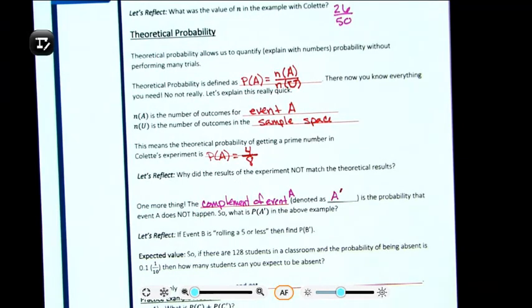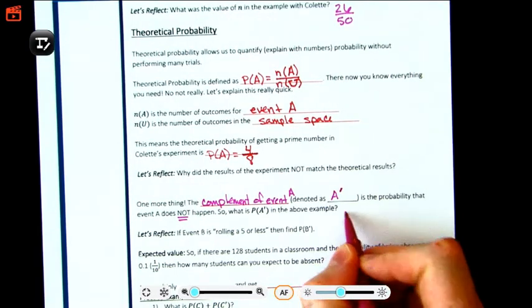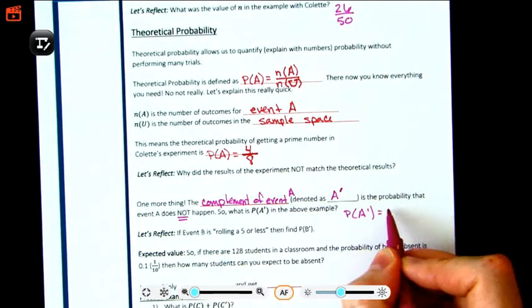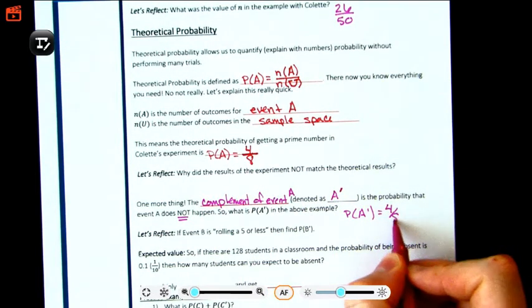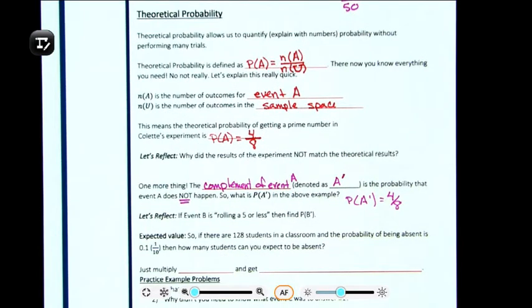So what is the probability of the complement of A in the above example with Colette? Well, it's not too special. If there's a 4 out of 8 chance that A occurs, then the chance that it doesn't occur is also 4 out of 8. So 50-50. Not too special, which is why I have a little, let's reflect. If event B is rolling a 5 or less, then find B, the complement of B. I'm going to let you think about that for a moment. So rolling a 5 or less on the octahedral die. You might even want to flip it over and look at it. I'll let you figure that out, and maybe we can discuss it when you come back into class.